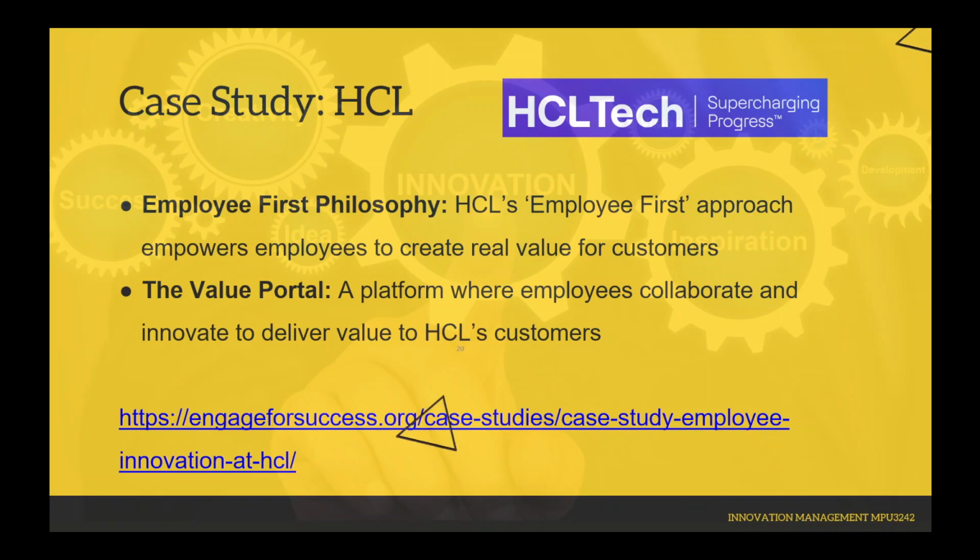So the problem that they face is the real thing. When you are facing the real problem, it means you are solving the real problem. When you are solving the real problem, it means you are increasing the value of the company itself. So the value portal is actually a platform. They create a platform where employees collaborate and innovate to deliver value to SCI customers. This is where the collaboration between the employees and employers, to give ideas or solutions to the problem itself, creates good innovative value.